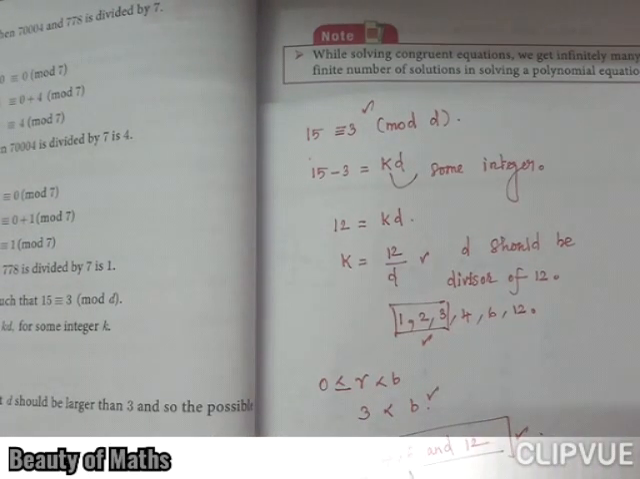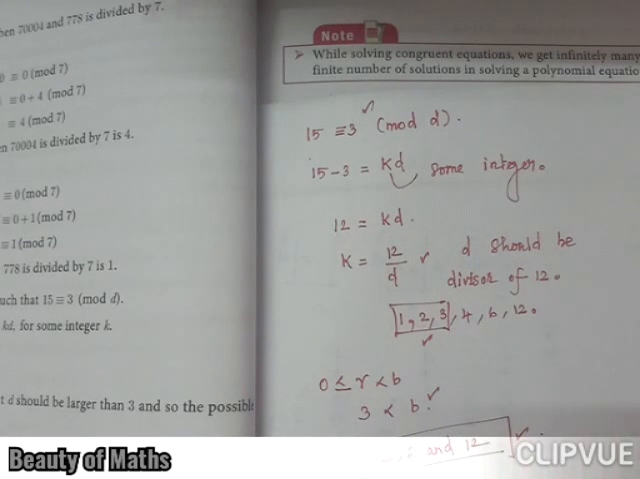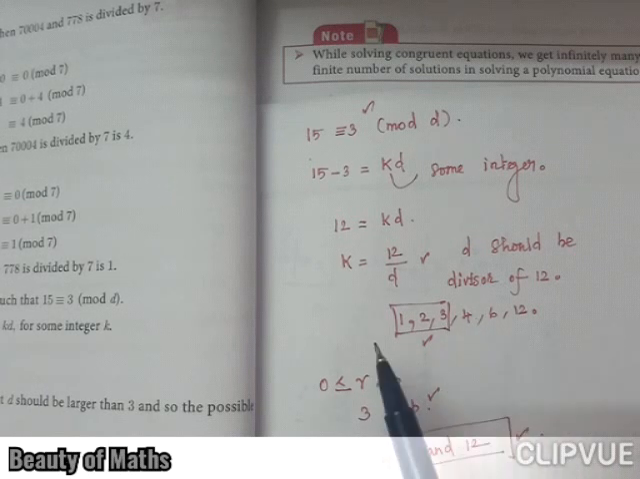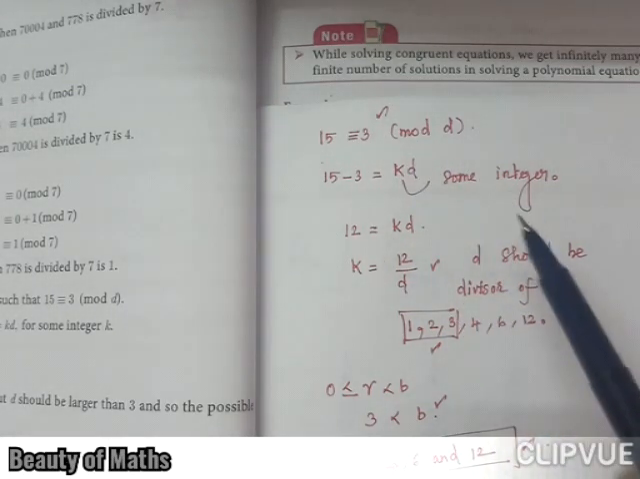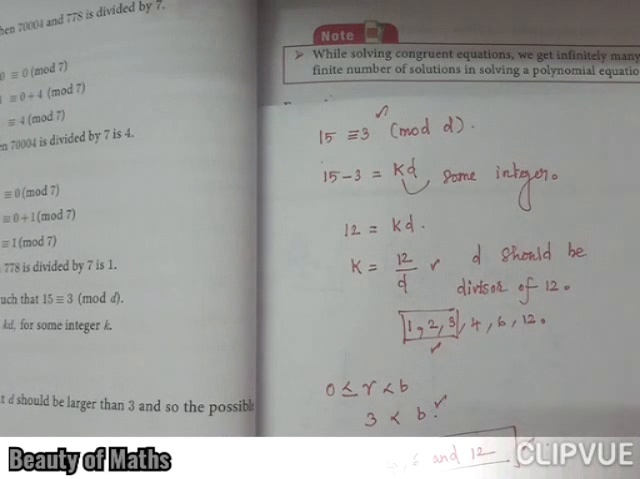I hope you understand why we should not take 1, 2 and 3 as the divisor: the divisor should be greater than the remainder. The remainder is 3, so the values larger than 3 are 4, 6 and 12.